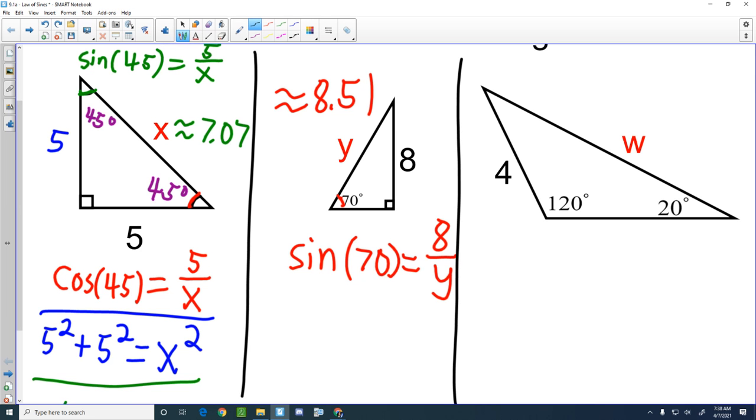All right, and then the last one, solving for w. We have two angles given, one side length, and you need that other side length. Let's see. Can I use the Pythagorean theorem on this one? No, we can't. I only have one side length given. I need at least 2 of them. What about SOHCAHTOA, trigonometry, right? Can I use like sine, cosine, or tangent? Would that work? Actually, no.